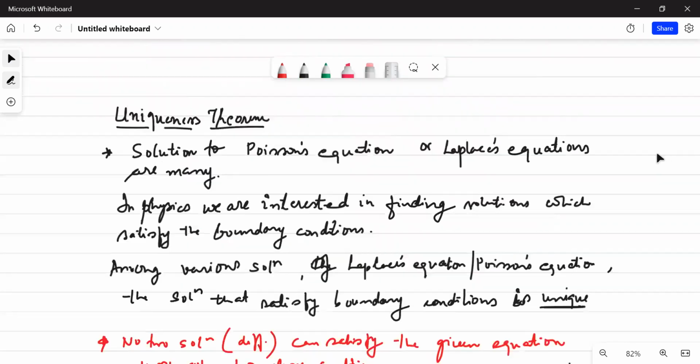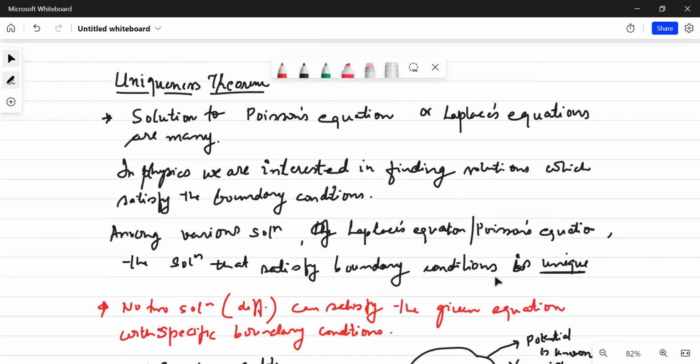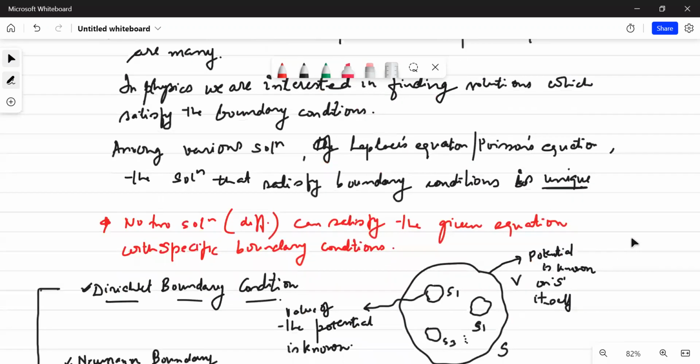Okay, so it says that in physics, mostly we are finding solutions which satisfy certain boundary conditions. Solutions to Poisson's equation or Laplace's equation in order to find the potential can in general be many. Therefore, the solution which satisfies certain boundary conditions has to be unique, that is, no two solutions can satisfy the equation with specific boundary conditions.